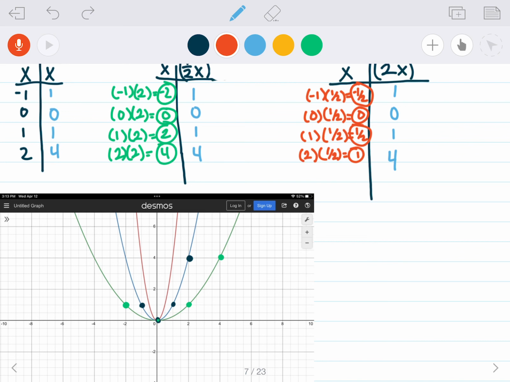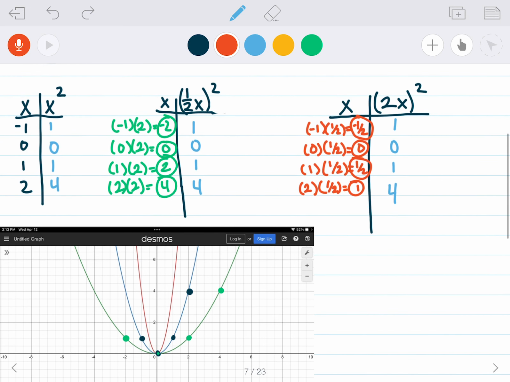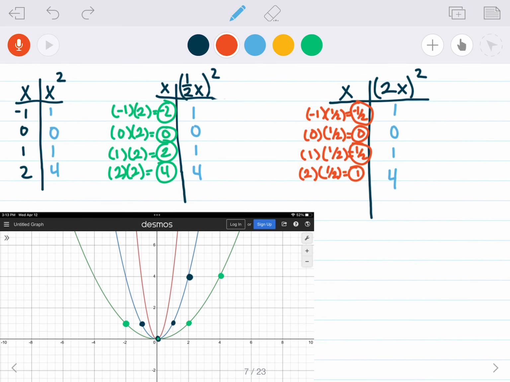Let's look at the other one, which was 2x squared. Again, you can look at this as 4x squared. That's a vertical stretch by a factor of 4. So this graph should look skinnier, right? So it's a vertical stretch by a factor of 4, but it's also a horizontal shrink by a factor of 1/2. Okay, so you can look at it in two ways.